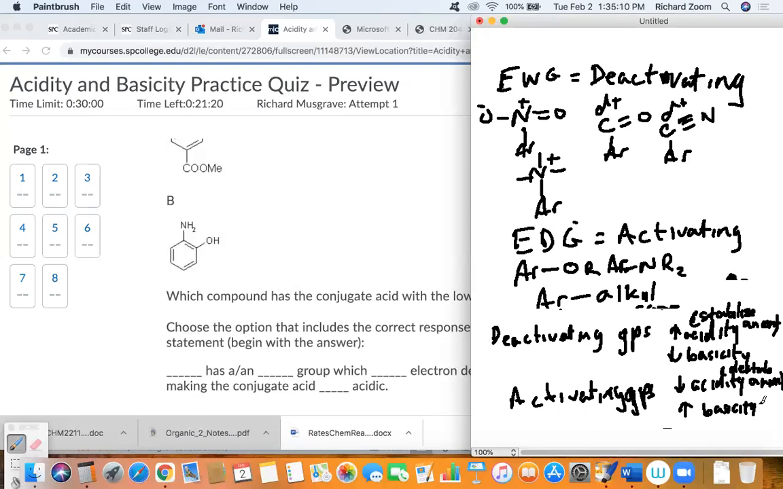No, activating groups will add electrons. Add, okay, that's what I did wrong. Thank you. Deactivating groups subtract electrons. And activating groups for acids will raise the pKa, not decrease it, Jasmine. Thank you. Okay. Other questions?